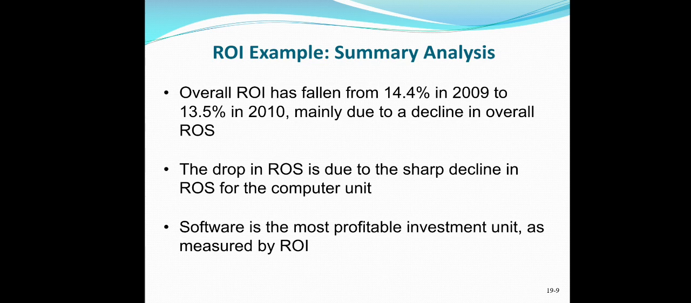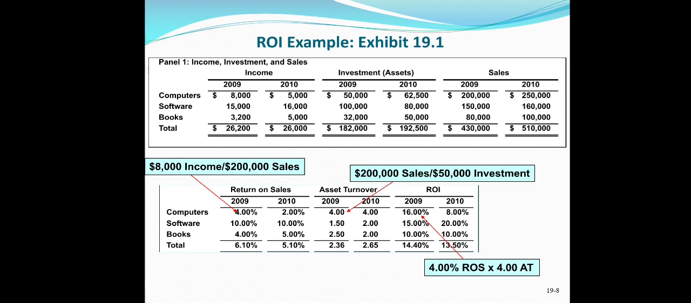The ROI dropped because of the decline in overall ROS. See the overall ROS here, 6.1% dropped to 5.1%. That's why the ROI decreased. The asset turnover has increased. So we can see clearly why the ROI decreased, because of the drop in ROS. And then check the previous slide. ROS shows about what? ROS shows the ability of a business segment to generate profit. So that is the thing that we can see from this analysis.